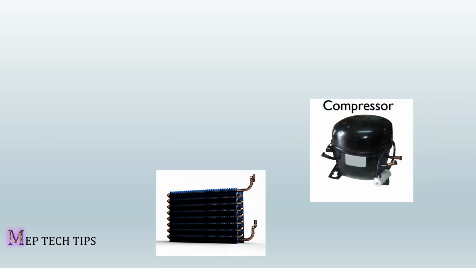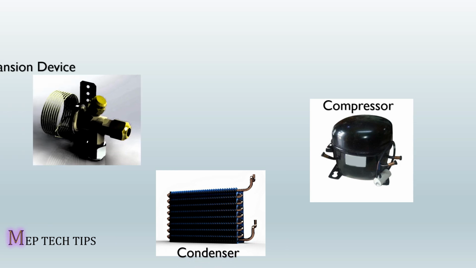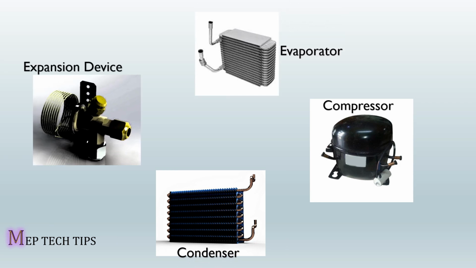So let us see the vapor compression refrigerant cycle and how it works. The vapor compression refrigerant cycle has four major components. What are they? The first is the compressor, then the condenser, then the expansion device, or expansion valve, and the evaporator. So how does it work?